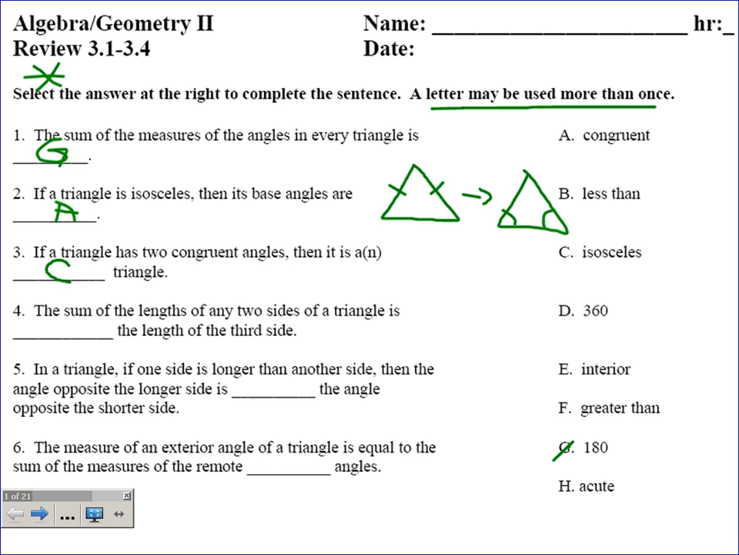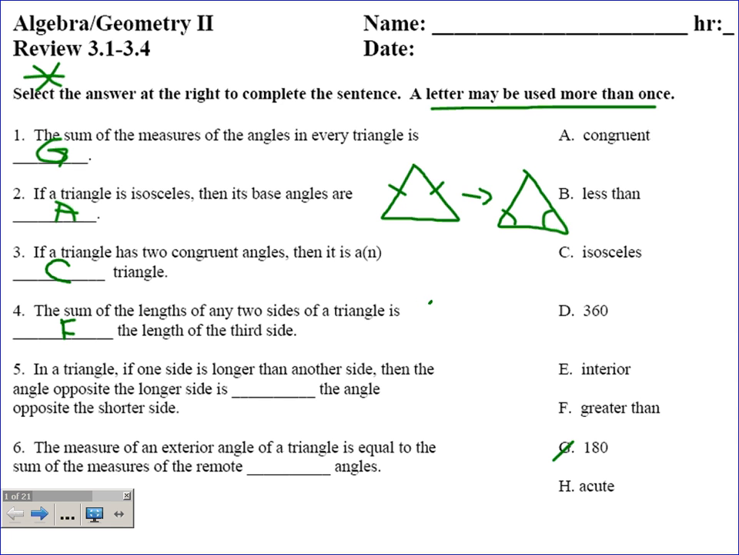Number 4, Lauren. Okay. You want to read it, and maybe you can answer it yourself. We'll give it our best shot, okay? It's not less than, it has to be F, greater than. Okay? Here's what this means.